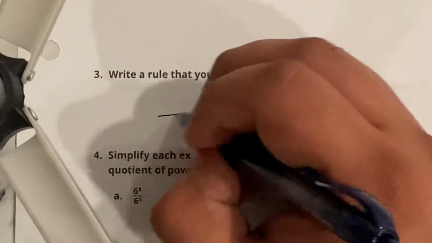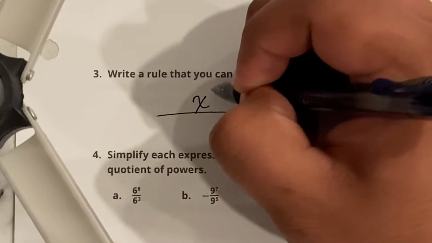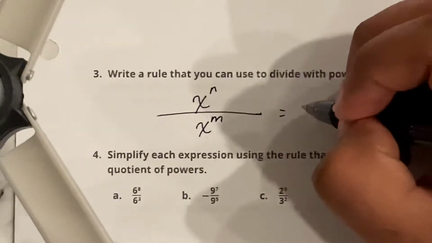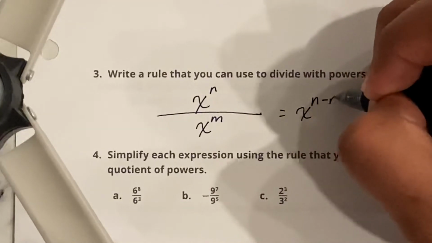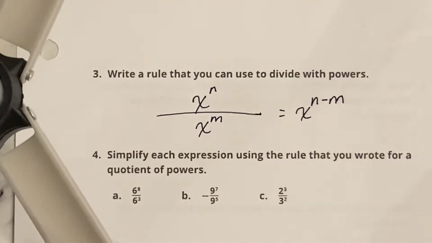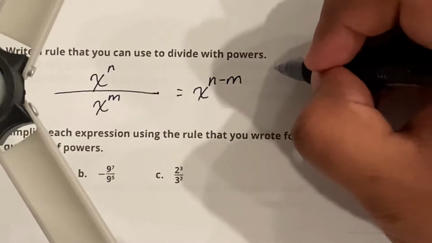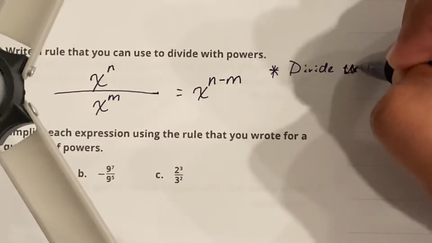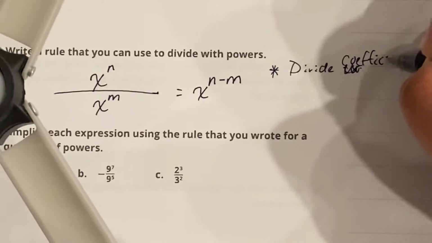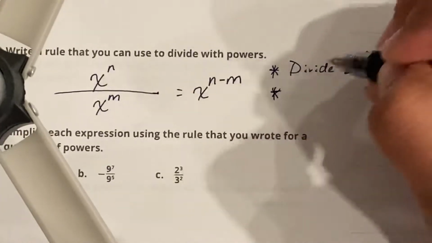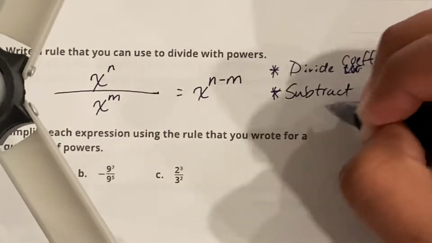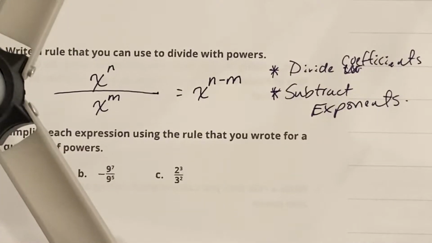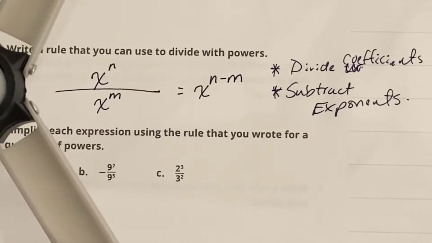Yes, most definitely. If I have a base of x with n as an exponent on top and a base of x with m as another exponent, this is going to be my base to the n minus m. Don't forget, there are two key things: we will divide the coefficients, and we will subtract exponents. A lot to remember for my eighth graders, but guess what? When you come into geometry next year, you definitely want to make sure you know all these rules.